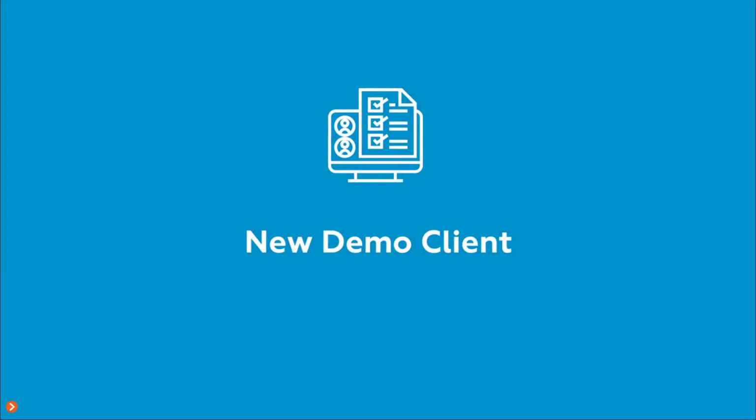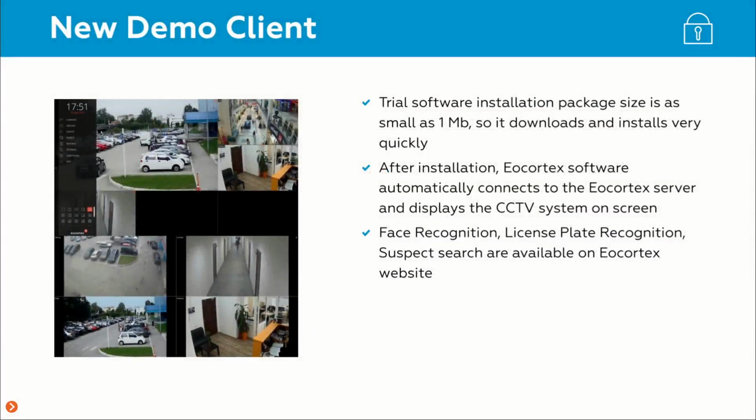One of the most important updates of the software is the demo version available in an online mode. So what is new in it? Let us see. Before, you had to download the demo version of Eocortex, and you needed a server, a license, and a camera to be able to see the operation of the client and the modules in real time.